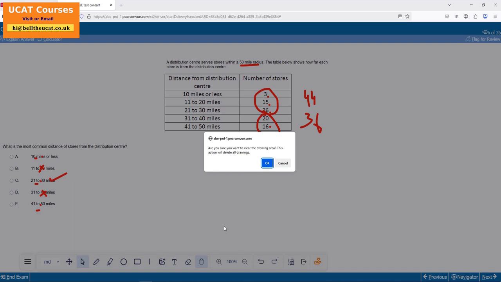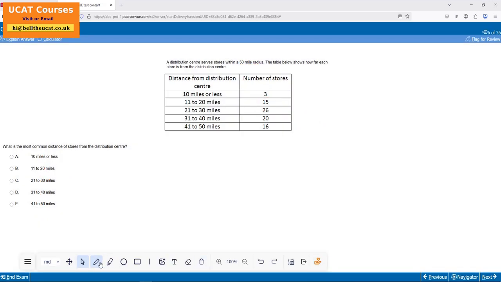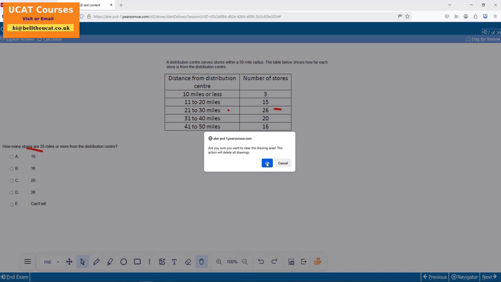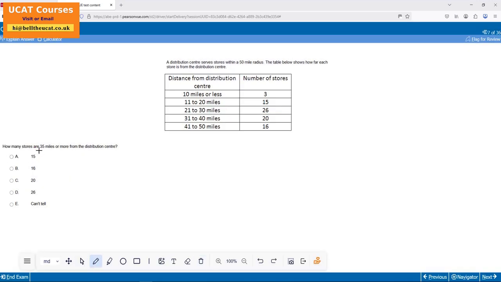What is the most common distance? Most common means the mode, the highest frequency: 26, 20, 21, 30. Easy peasy. 30, C is done. Next one. How many stores are 35 miles? 35, 35, 30, 30, 31, 40. So I'm looking at 35 miles. How many are 35 miles?